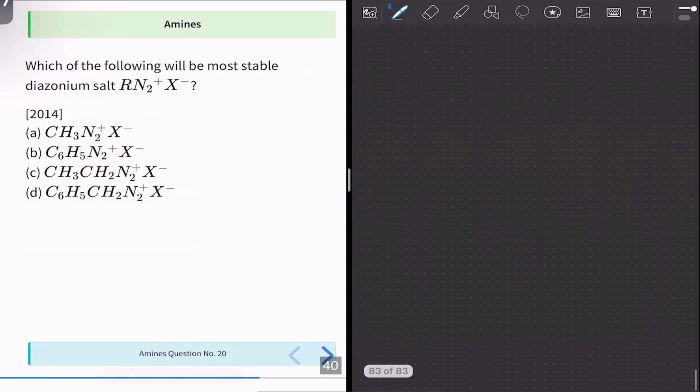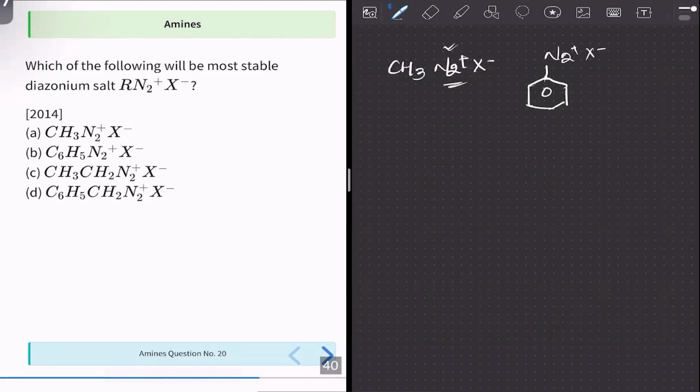Which of the following will be most stable diazonium salt? For the stability of diazonium salt, we have to stabilize the positively charged N2 plus, and for that, either give an electron donating group or attach it to a resonating or conjugating structure. The option CH3 N2 plus X minus is stabilizing to a certain extent, but not in a very good amount. Then option B is C6H5 N2 plus X minus. Yes, it is a strongly stabilizing compound because this positive charge will be resonating with this double bond of phenyl group. Okay, so B is stable.